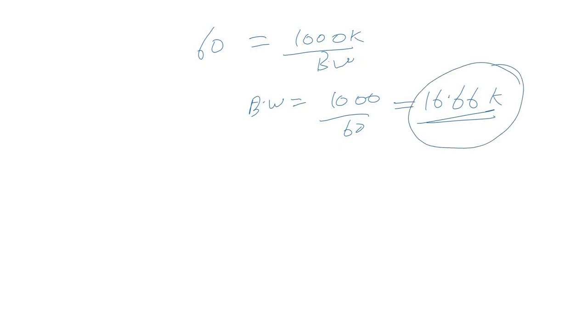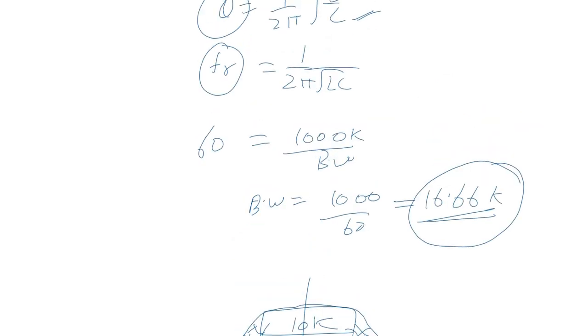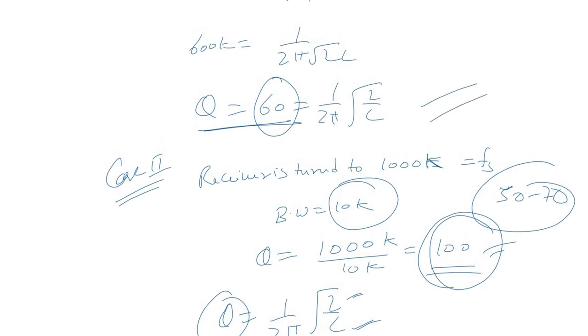That means it is also passing the unwanted adjacent signals, right? The wanted band was 10K, but the pass band of the tuned amplifier is 16.66 kilohertz. That means we are also passing some unwanted signal through the tuned amplifier, resulting in poor selectivity. This is the main drawback of tuned radio frequency receivers, that they have poor selectivity, right?